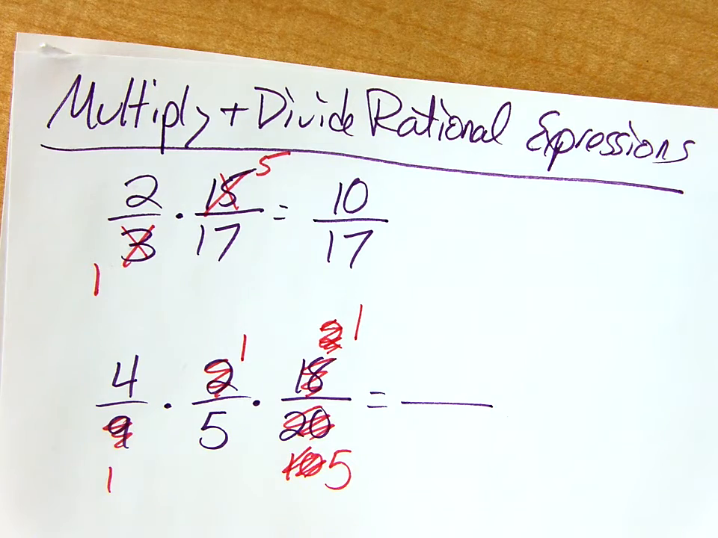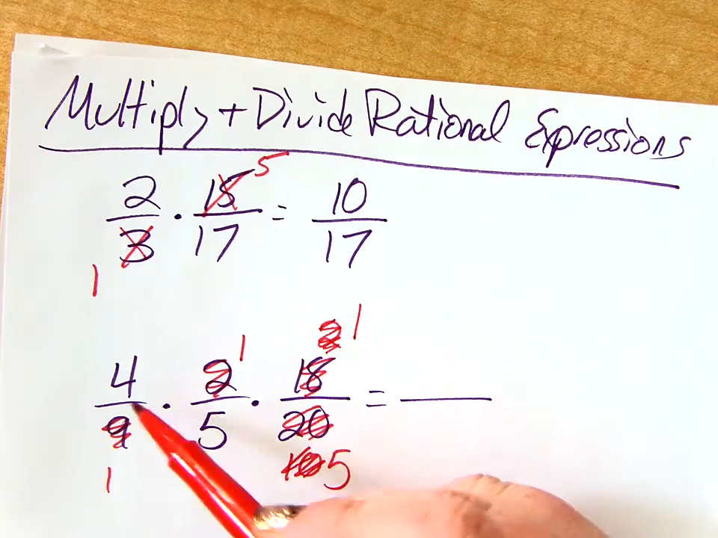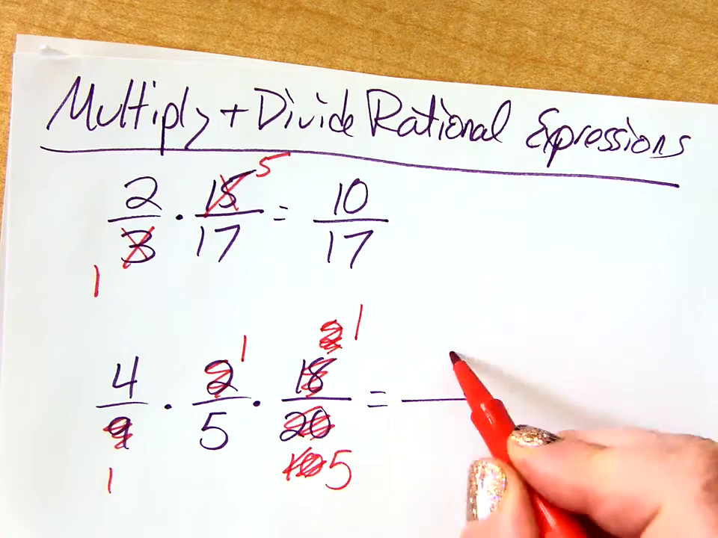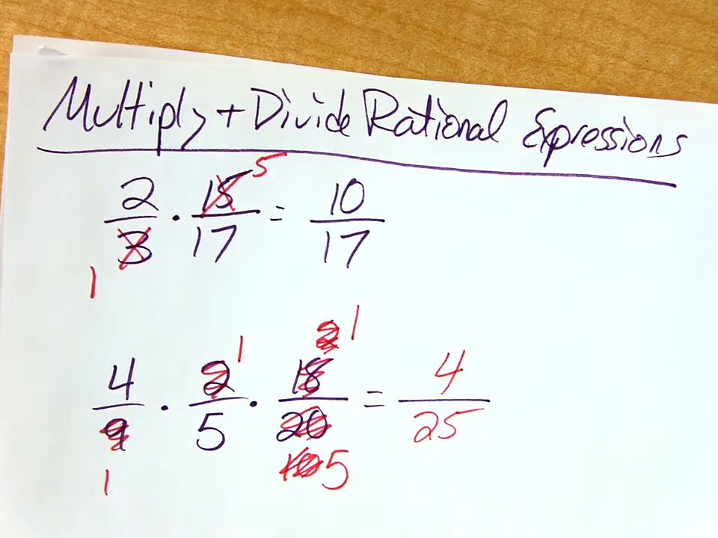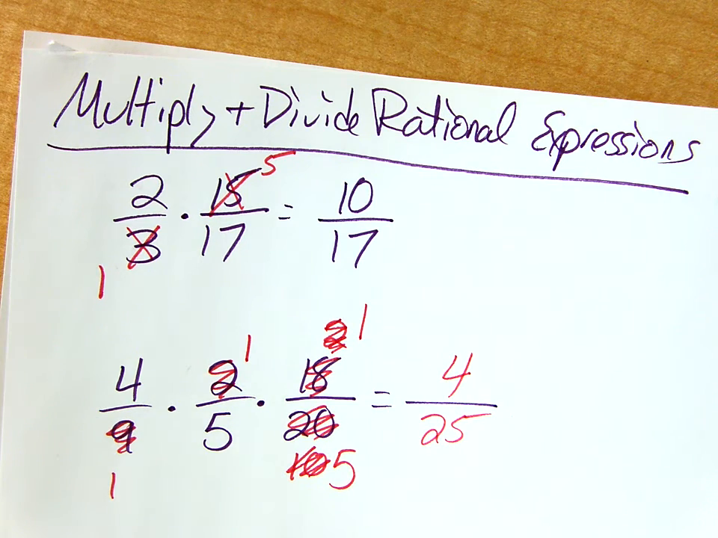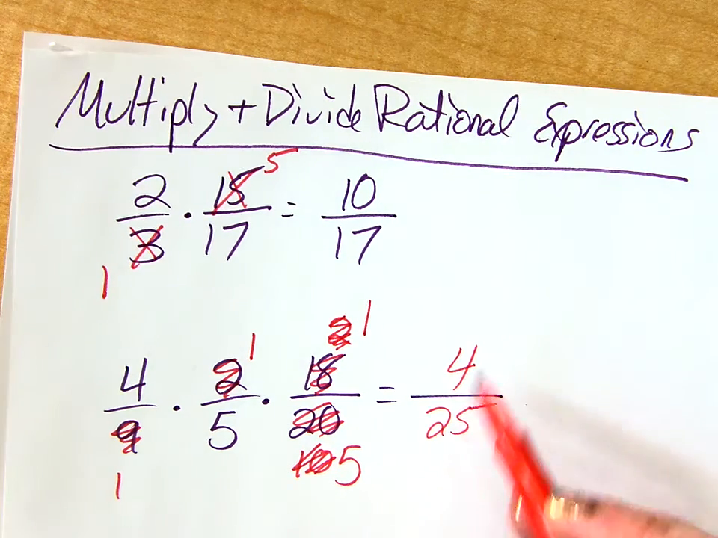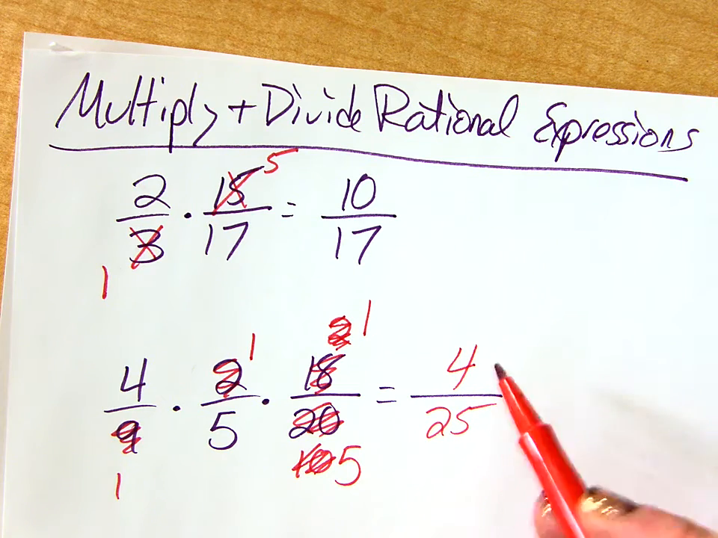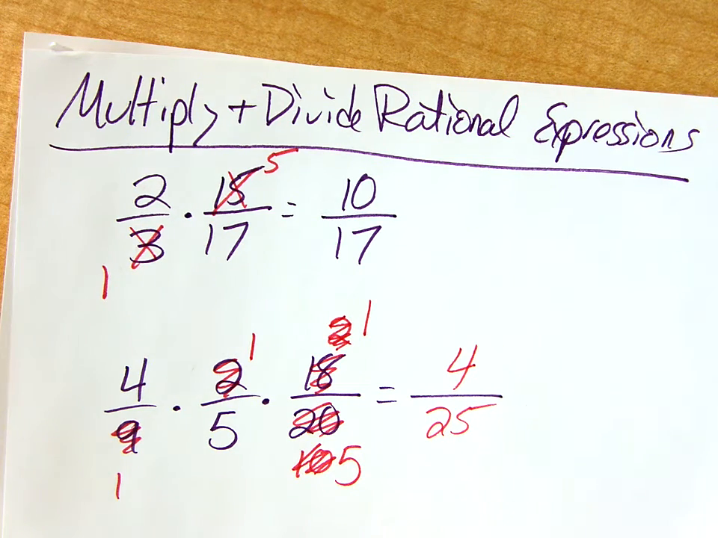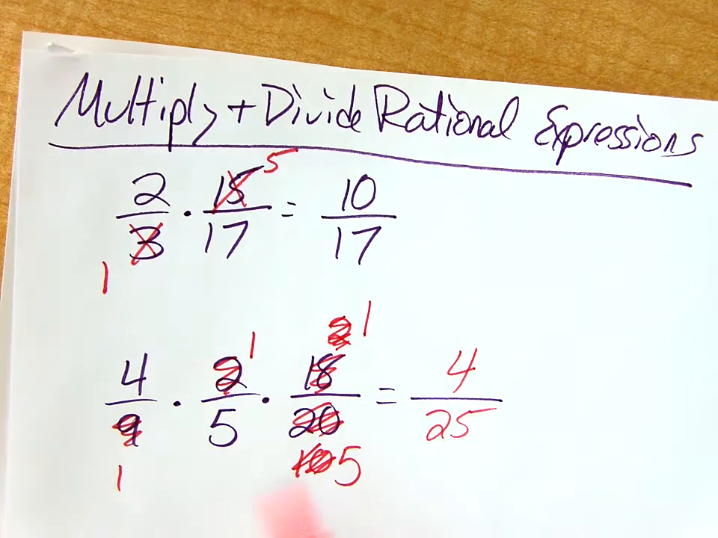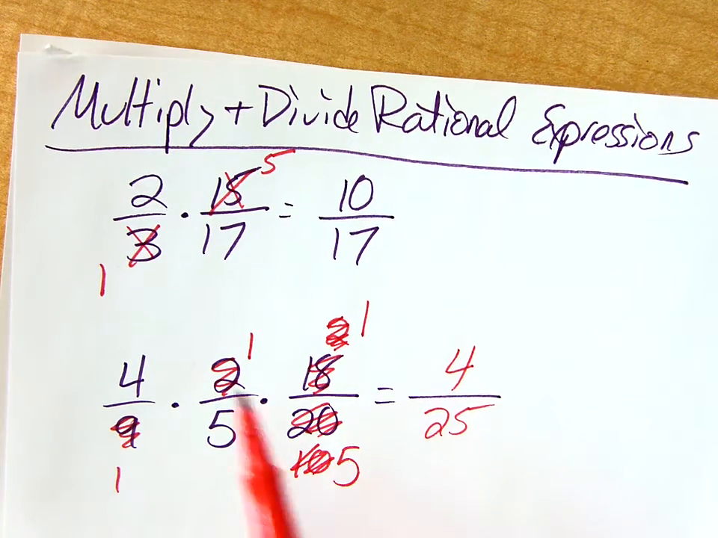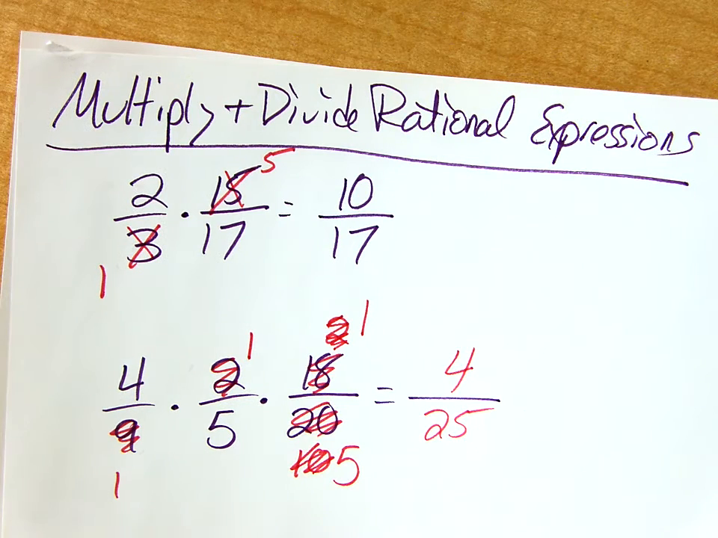No. So now I'm done, and I can multiply straight across. 4 times 1 times 1 is just 4. 1 times 5 times 5 is 25. So my answer is 4/25. The other great thing about reducing first is that your answer will always already be in reduced form. You won't have to reduce it again. If you do have to reduce it again, that means you missed something over here. But as long as you got everything, that's pretty much it.